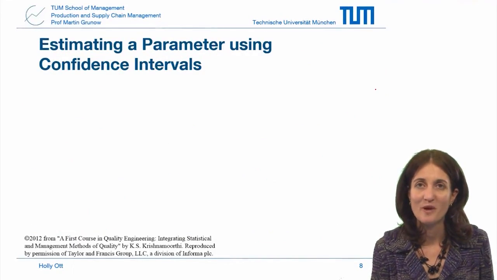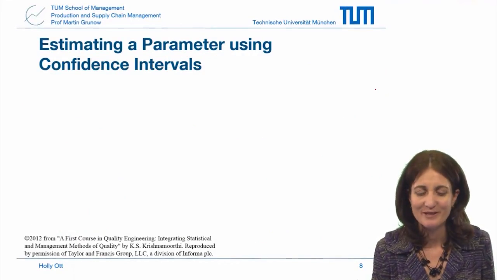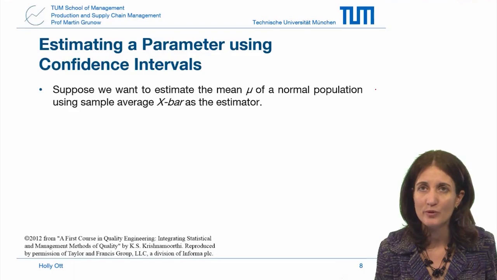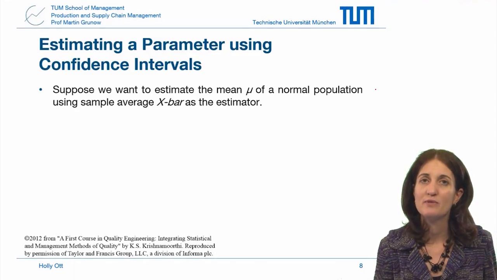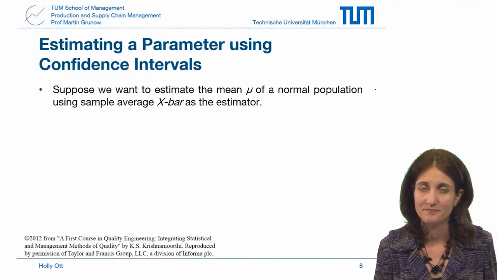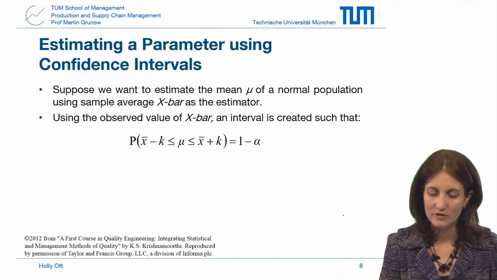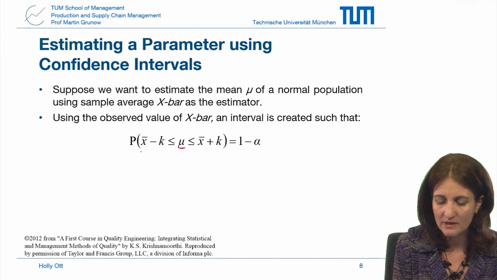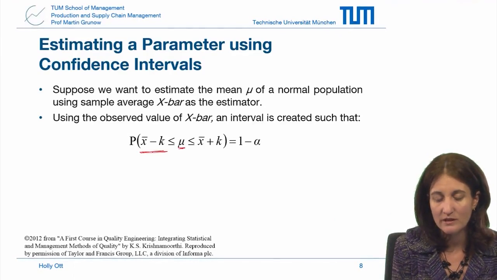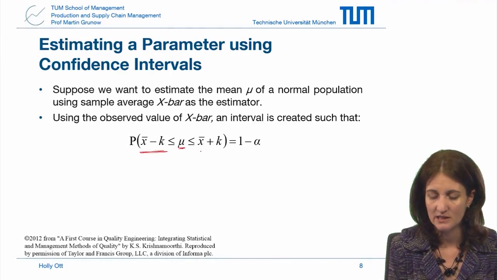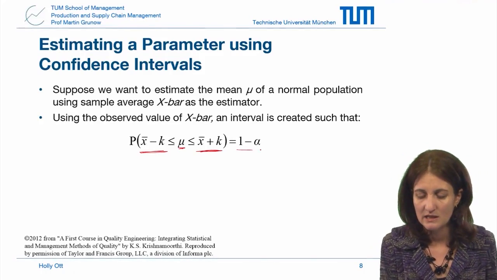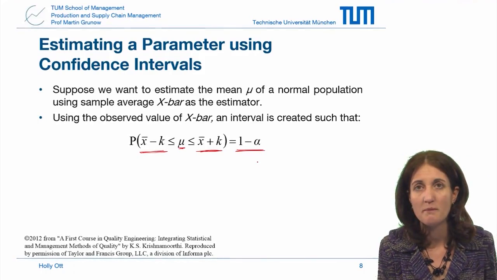Let's look at this in terms of equations. Estimating a parameter using confidence intervals. Suppose we want to estimate the mean mu of a normal population using the sample average x bar as the estimator. Using the observed value of x bar, we create an interval such that the mean is greater than or equal to x bar minus a constant and less than or equal to x bar plus a constant, with probability equal to 1 minus alpha, the confidence coefficient.